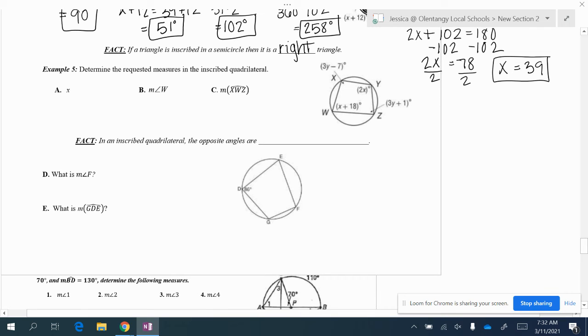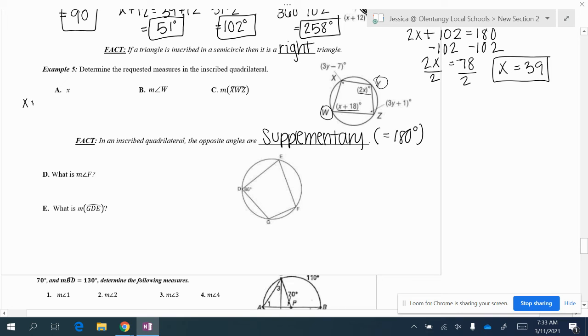Coming down here, example 5. First, let's go over the fact: in an inscribed quadrilateral, opposite angles are going to be supplementary. Remember what supplementary means? Supplementary means that it equals 180 degrees. So in order to find X here, W and Y are opposite, so those two angles should equal 180.